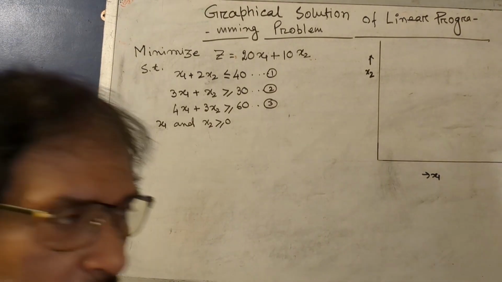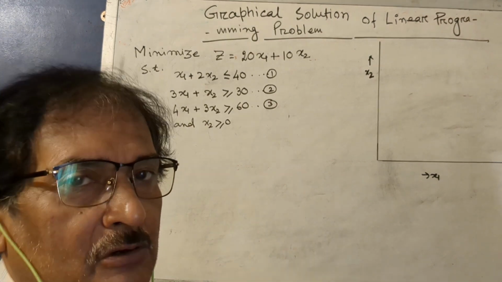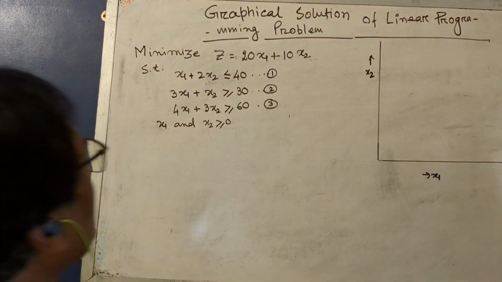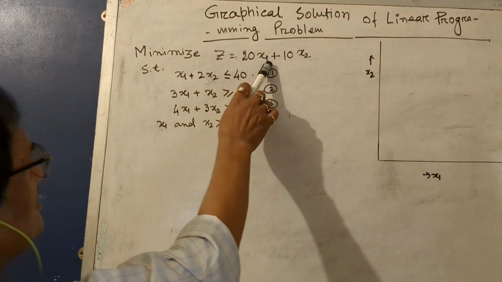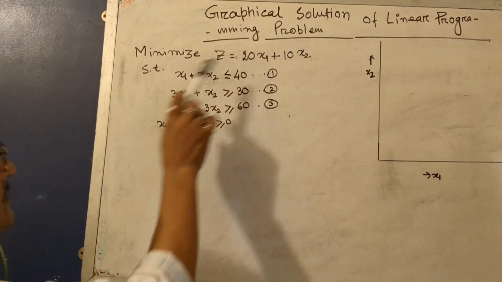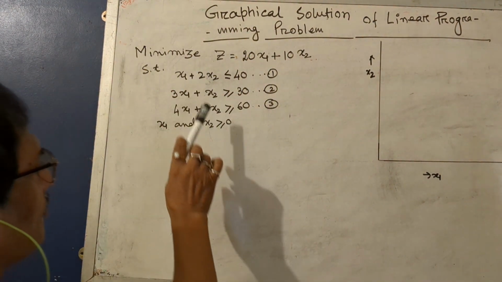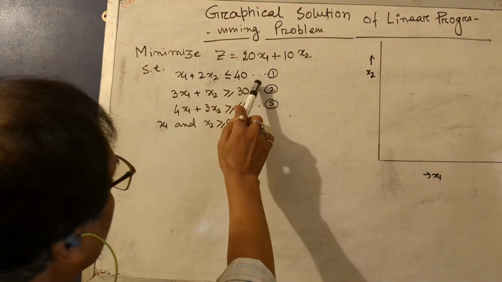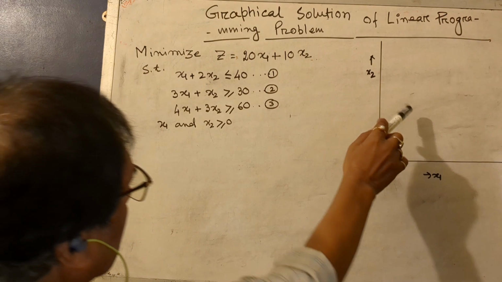Today, I am going to discuss the graphical solution of a linear programming problem. This is a problem: minimize this. This is a minimization problem. Minimize this subject to all these constraints. In my previous video, I discussed how to plot these inequalities on the graph paper.